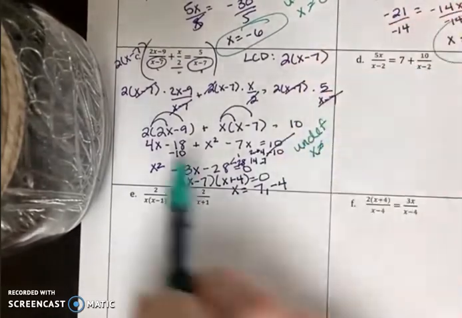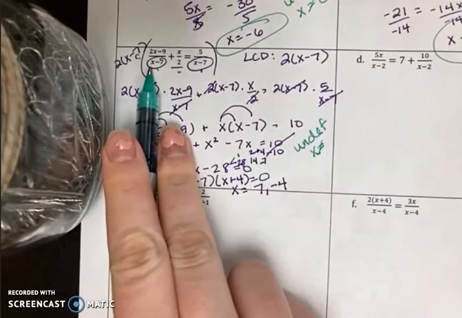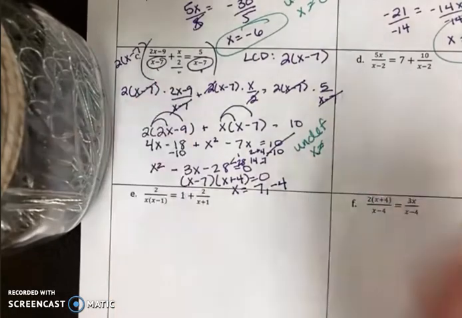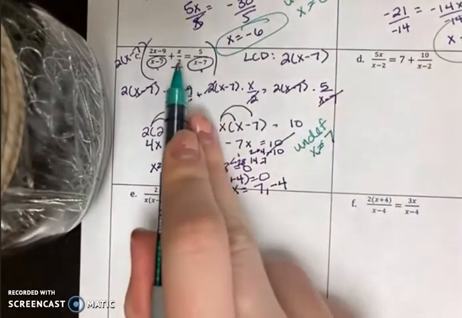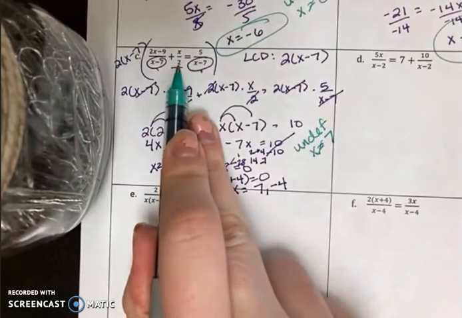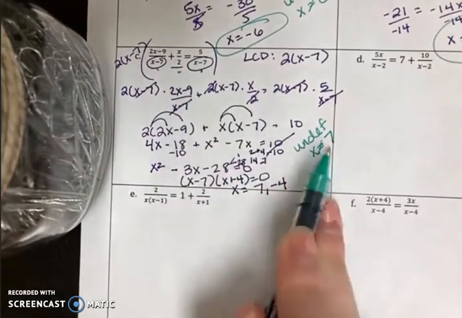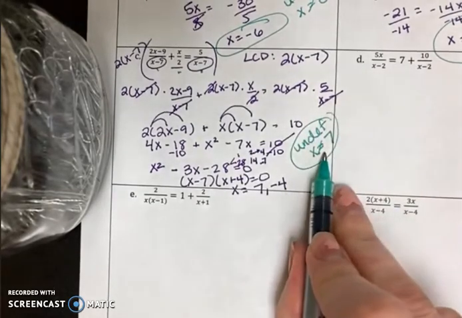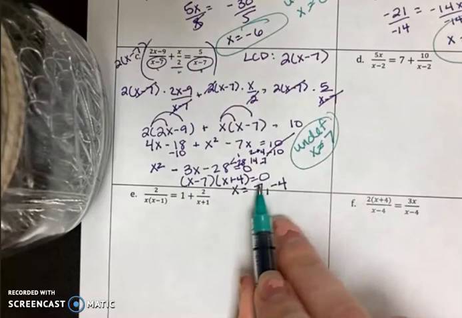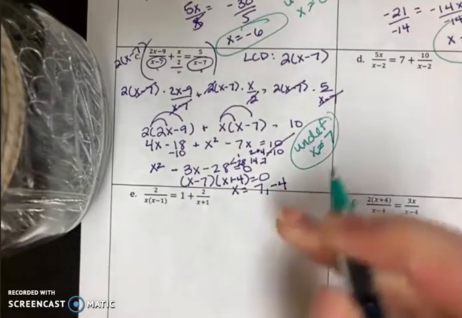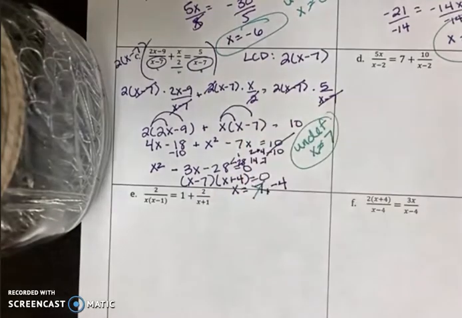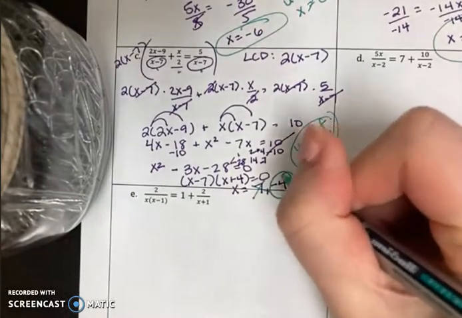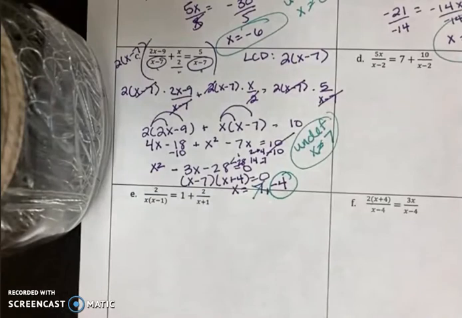X cannot equal, if I set x minus 7 equal to 0, I would get a positive 7. The other denominator set equal to 0 doesn't work. X minus 7 equal to 0 gives me 7. So it's only undefined at 7. Out of my two possible solutions, one of them is extraneous. So my only solution that could work is negative 4.